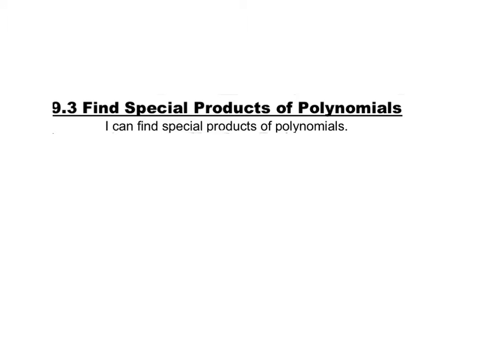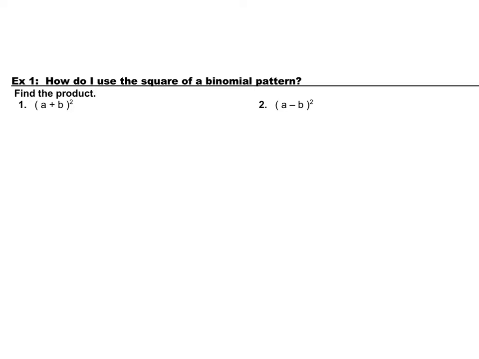In this lesson, we're going to find products of special polynomials. All right, so how do I use the square of a binomial pattern? Remember, when we square something, we take it to the second power, and binomial means that we have two terms. Today we're going to be squaring these binomials and looking for a pattern that occurs when we do that. (a + b)^2 is an example of a binomial that is being squared.